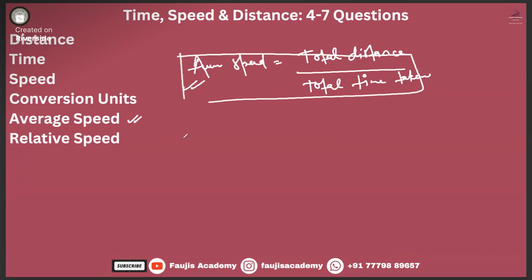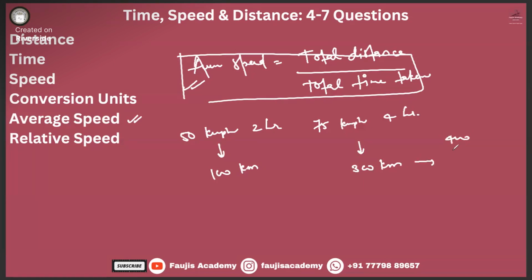Let's say somebody is traveling at 50 kmph for 2 hours, and then somebody is traveling at the speed of 75 kmph for let's say 4 hours. So what is the average speed? Over here that person covered 100 km, and over here that person covered 300 km. So the total distance covered was 300 plus 100, that is 400, and the total time taken was 2 and 4, that is 6. Simplifying, 200 by 3 kmph is the average speed.